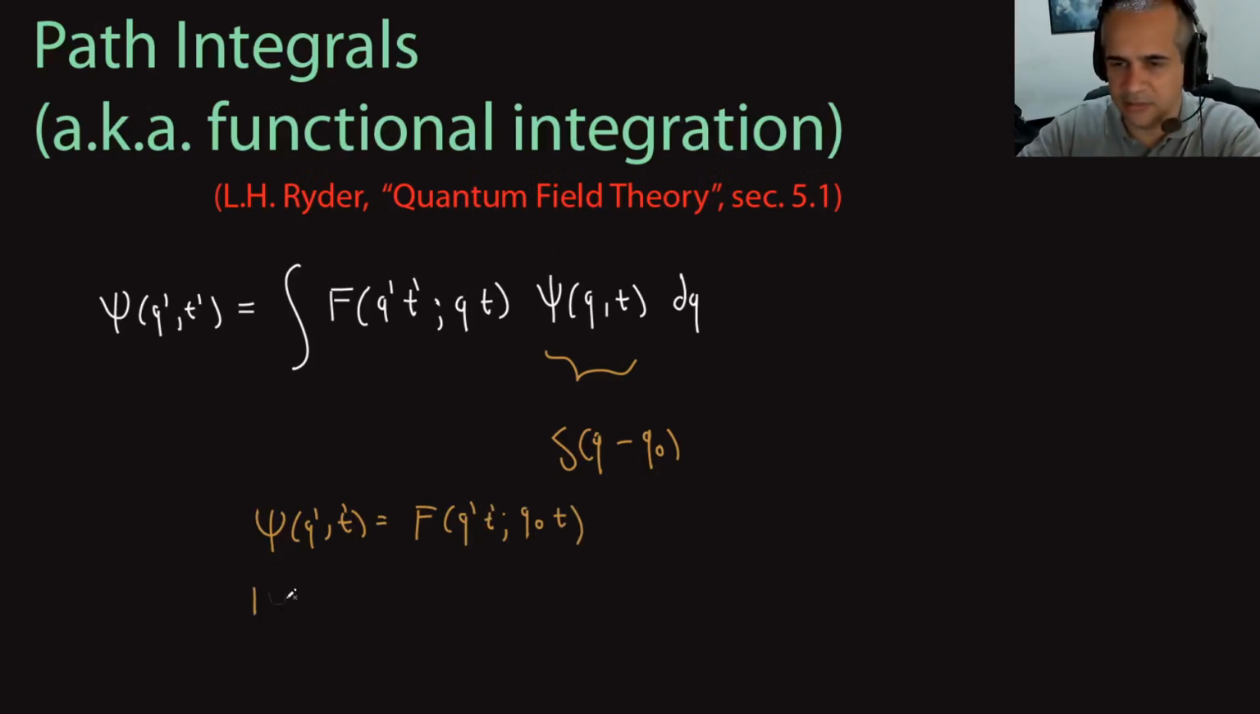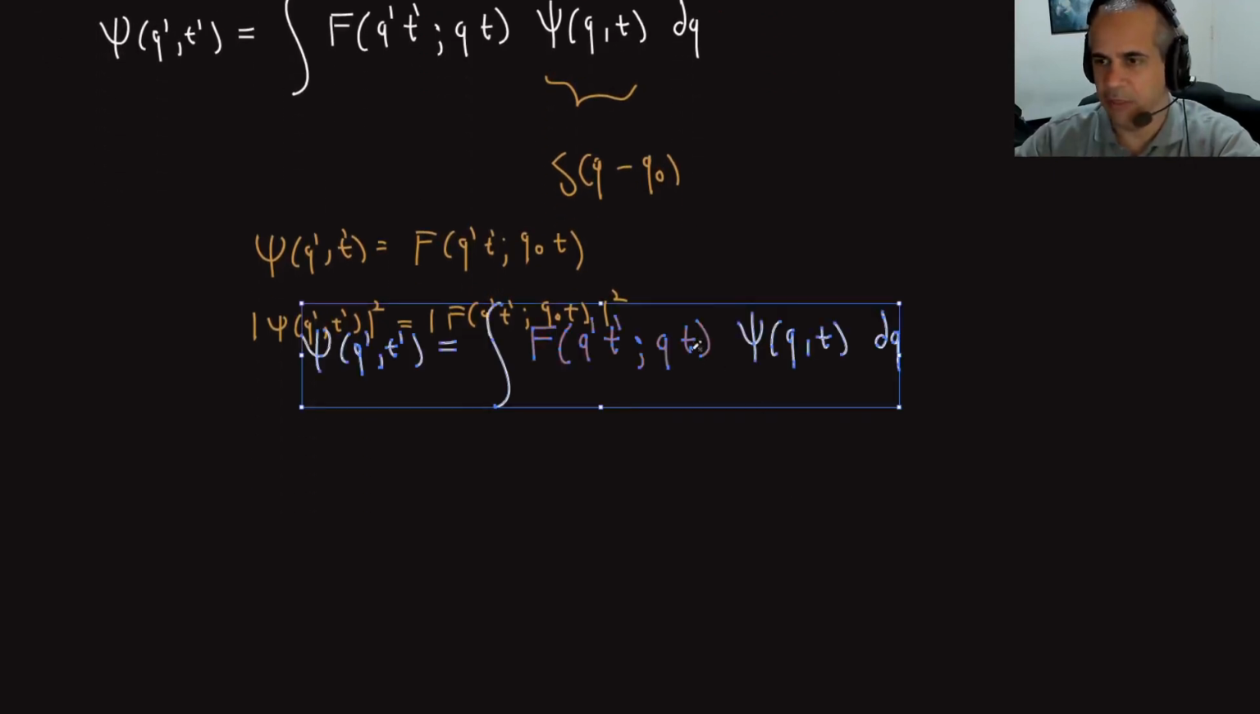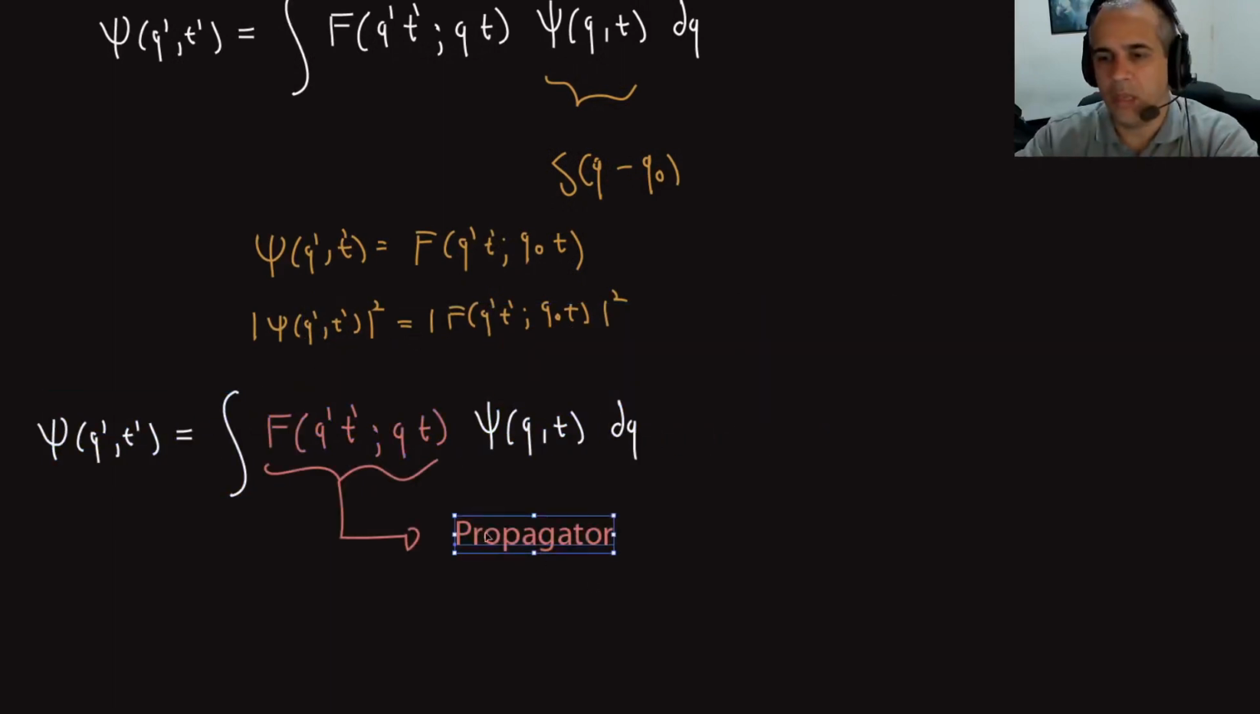And since this is the probability of finding the particle at point q prime at time t prime, then this is also the probability that the particle that was initially well localized at q naught transitions to this other point. So given that it started at q naught at time t, what is the probability of finding it at q prime t prime after some time? I'm assuming t prime is bigger than t. So this function F, we call the propagator, and it gives this probability of transition from one quantum state to another.